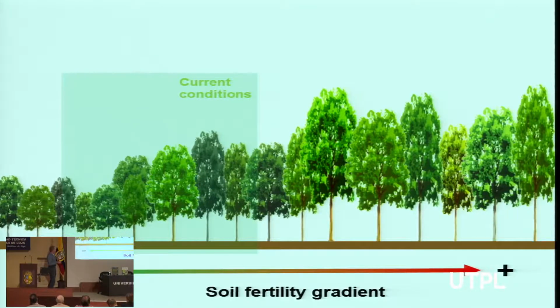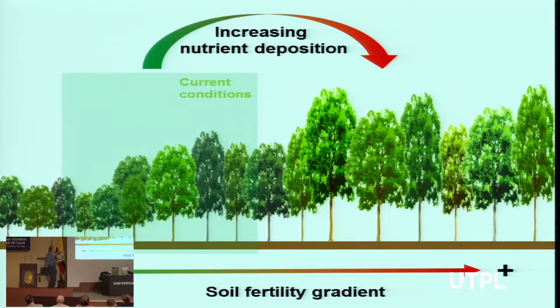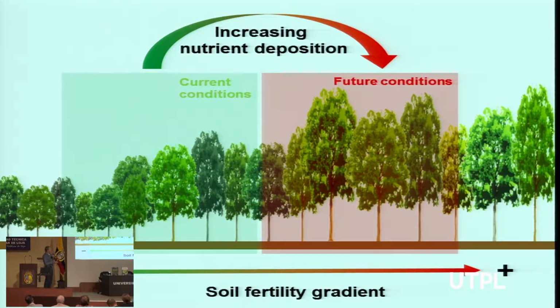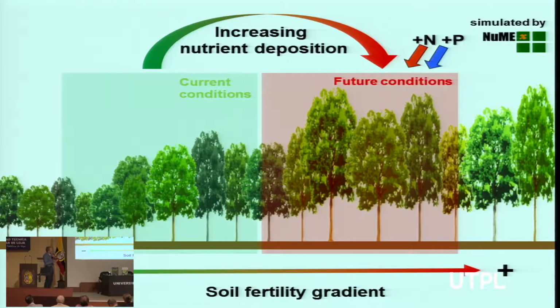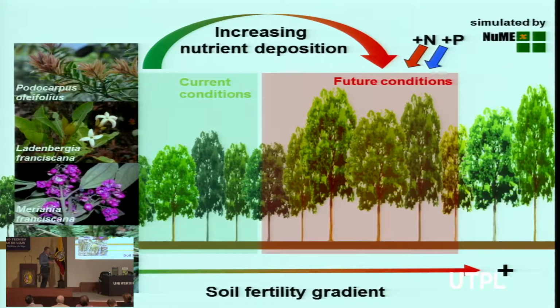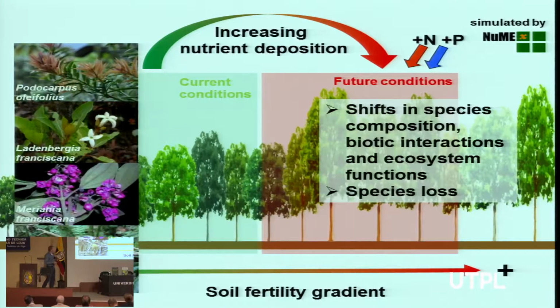That's the forest current conditions. So we have different species composition along environmental gradients. In this case, the soil fertility gradient with the turnover in species from poor soils to more fertile soils. And if we get increasing nutrient deposition, so we are changing the environmental conditions, and that's what we are simulating in NUMEX. And so currently we have many species like this Podocarpus I mentioned, or other endemic species. All these three are endemic to the area, and many of them restricted to the more poor soils. And we can expect that we get a shift in species composition, biotic interaction and function, and also species loss. So probably some of these species will not survive in the future under changed conditions.